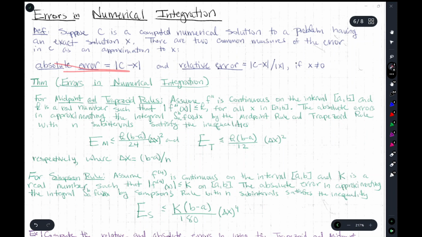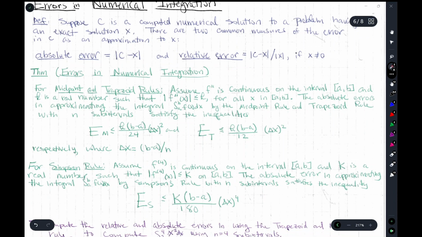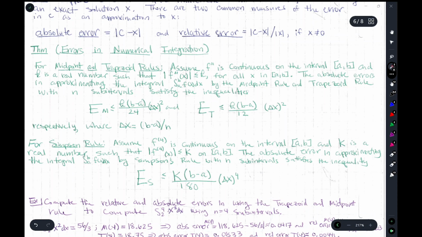So first, some definitions. Absolute error. If c is the approximate value computed numerically and x is the exact value of a definite integral, then the absolute error is the absolute value of c minus x, basically just the difference of them. The relative error is c minus x divided by the correct value. Of course, x cannot be 0, you can't divide by 0. So that's just definitions there. And here we have a very important theorem.